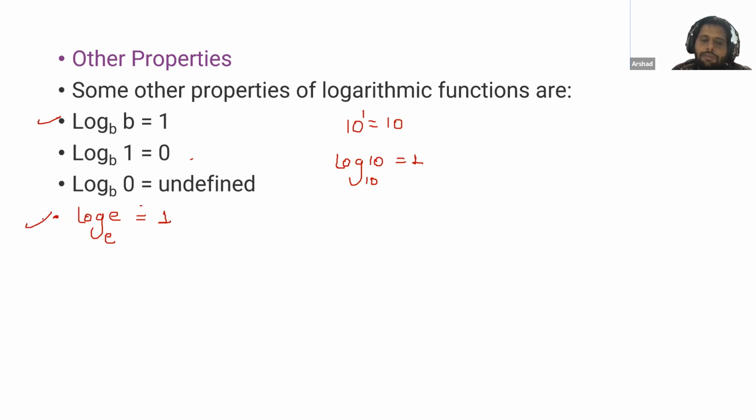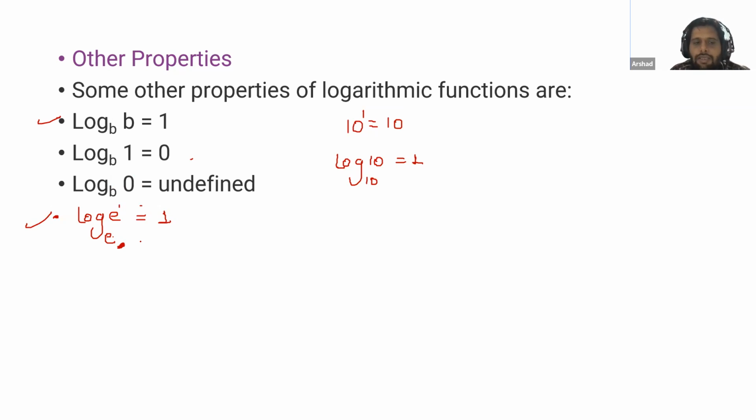This property and these two are the same properties. If these two are the same, then this should be 1. How will we read this? What should be the power of this e so that you will get this e? That should be 1. Or remember it this way: if these two are equal, then this is equal to 1.